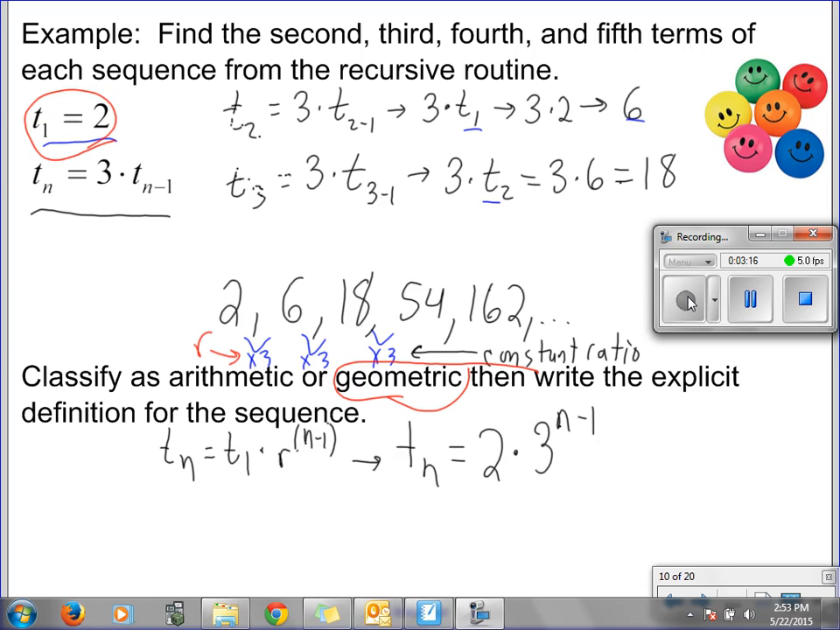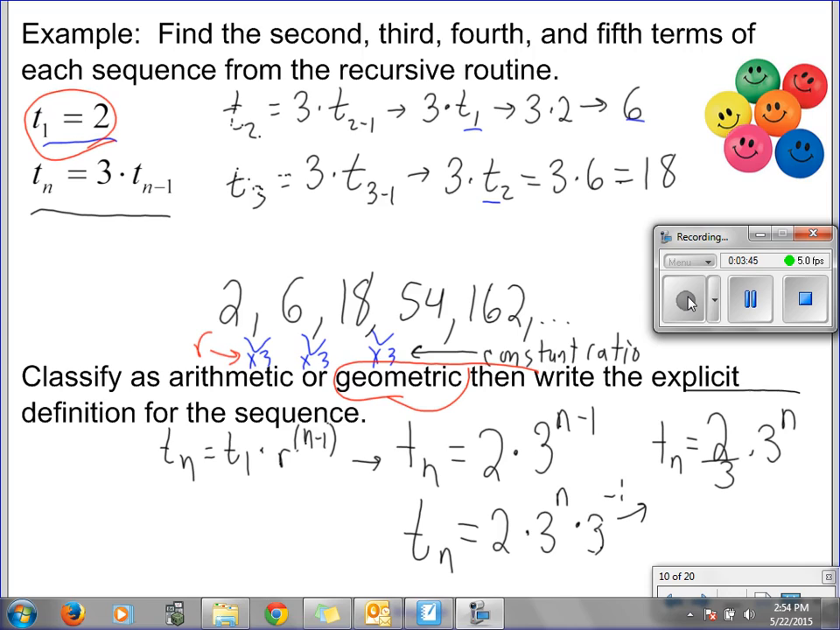And a lot of the time we do clean that up because we like to have just n as our exponent. So if we clean that up, we'd get t sub n equals 2 times 3 to the power of n, breaking up that exponent, and 3 to the negative first power. That 3 to the negative first power we can rewrite as 1/3. So we're really getting that t sub n is going to equal 2 times 1/3, which is 2/3, and then times 3 to the power of n. So that right there would be our explicit definition for this sequence.